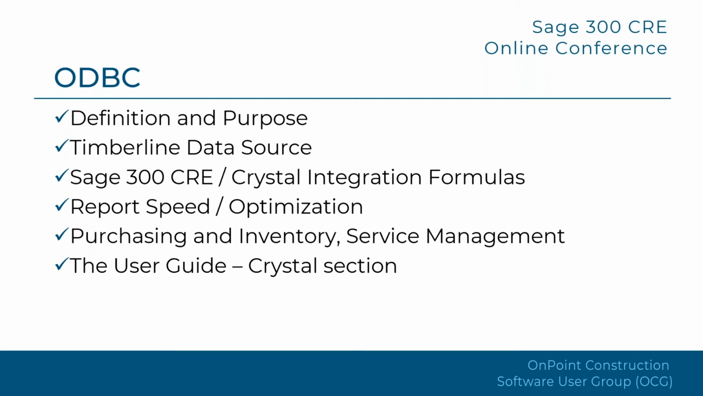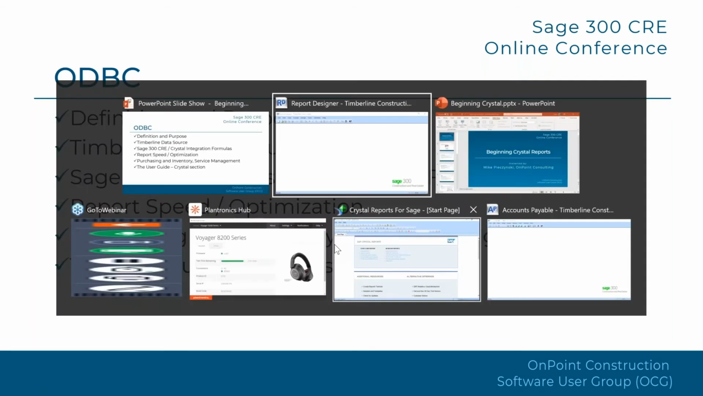We modified the Timberline data source DSN. Mike Savecki mentioned this earlier. When you install Sage 300 CRE, if you were to install purchasing and inventory or service management, which are our other modules, they have additional DSNs. So you would have the Timberline data source, and you'd also have a number of DSNs in connection with these modules.